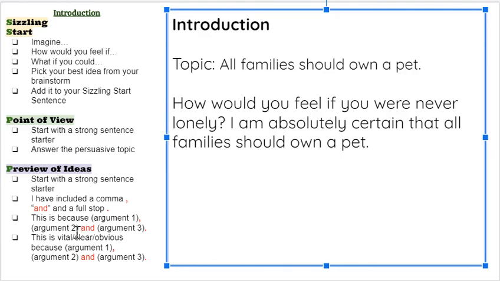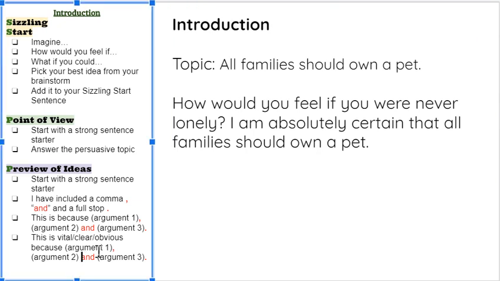Your preview of ideas will be so easy after you have brainstormed. So you can start with a strong sentence starter again. Don't forget to include commas and full stops because you are going to include all your 3 arguments. And you can use some of these sentences as well. Like you can use this is because, and then arguments 1, 2, and 3. So you just insert it in.